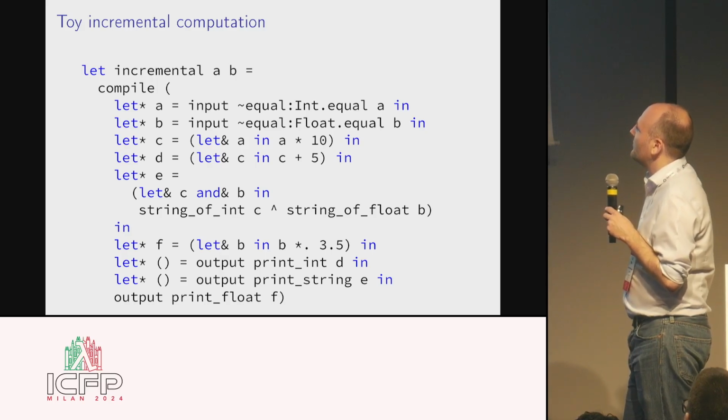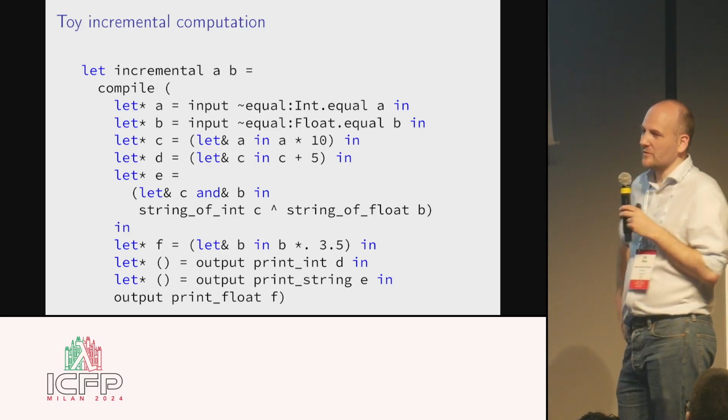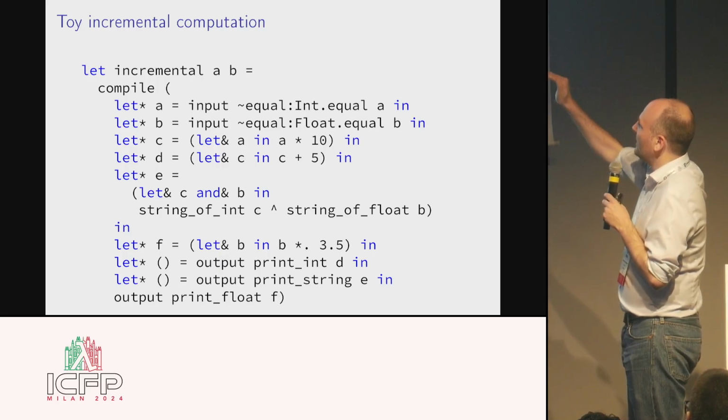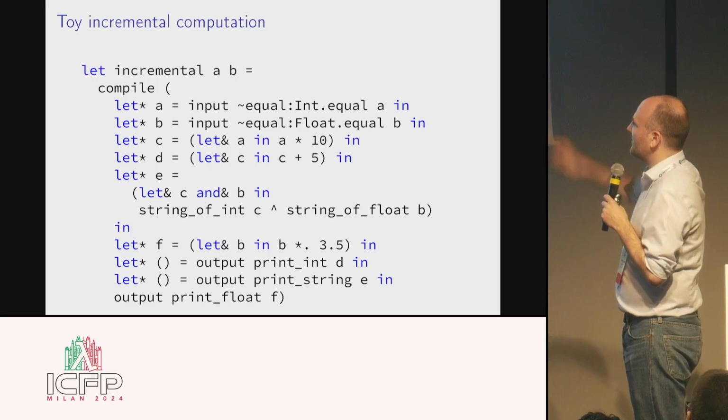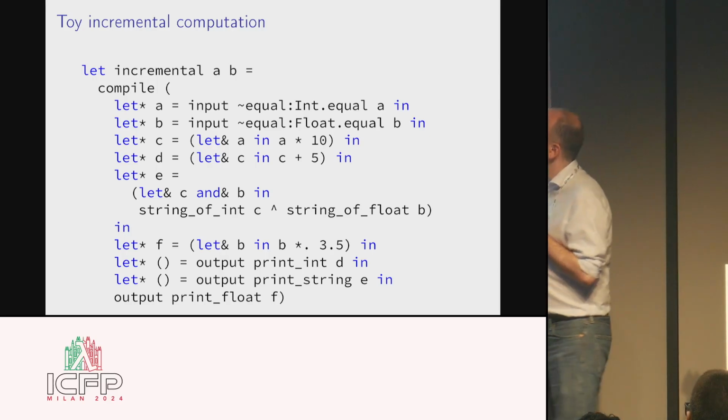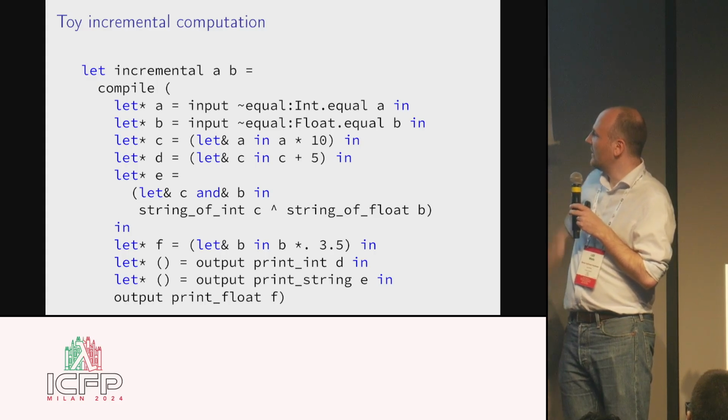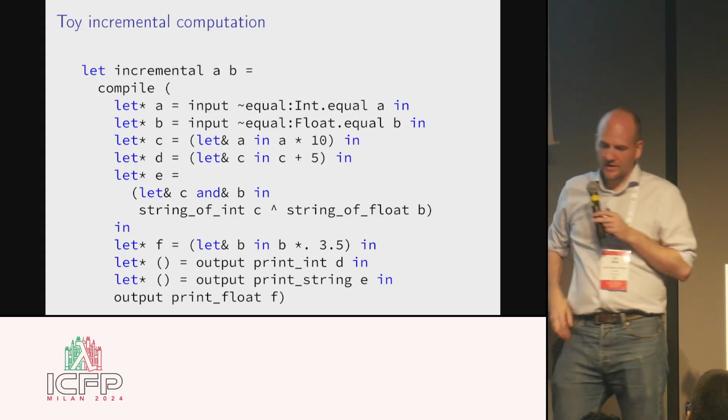So you get to write it, and this is a pretty direct representation of the graph that you're trying to build. The inputs are A and B. I make C, which depends on A, and it's A times 10. I make D, which depends on C, and it's C plus 5, and so on. And the outputs are now just binding unit.